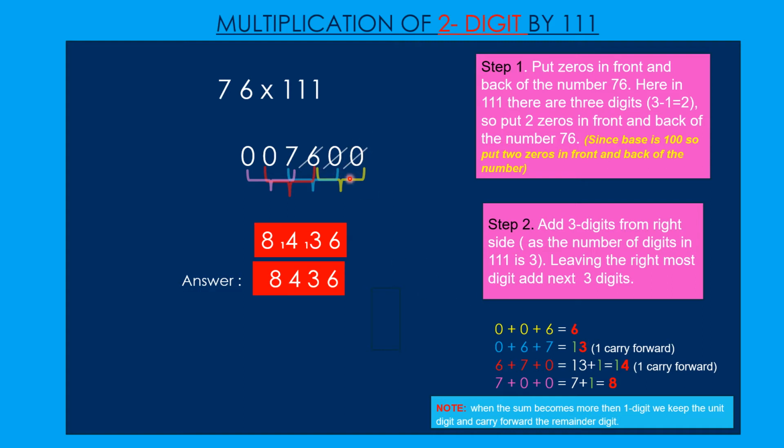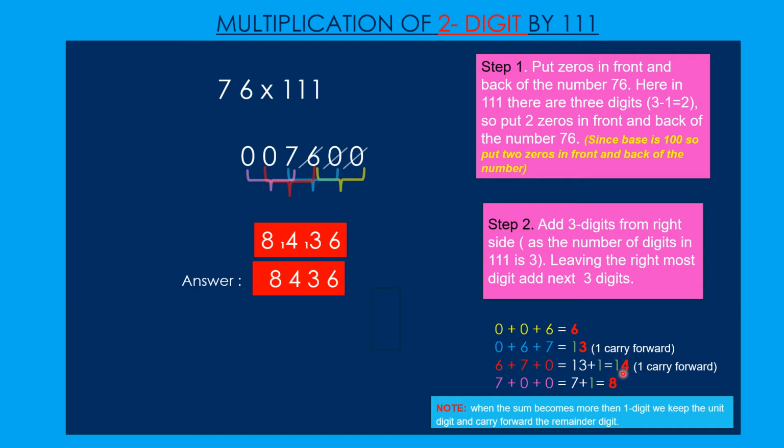So now leave 0 and what are the next 3 digits? 0 plus 6 plus 7. 0 plus 6 plus 7 is 13. So in 13 we keep the unit digit, right? And the next digit is carried forward. And then we leave 0. What are the next 3 digits? 6 plus 7 plus 0. So 6 plus 7 plus 0 is 13, plus 1 carry forward is 14.